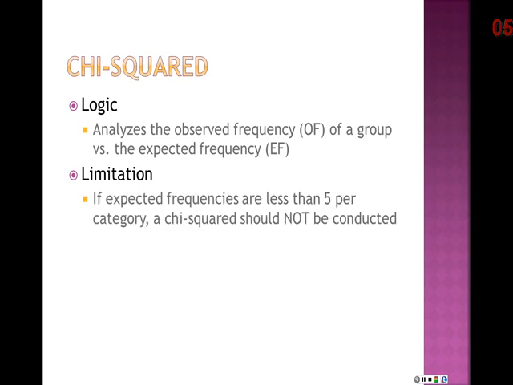The big limitation here is if the expected frequencies are less than 5 per category, a chi-squared should not be conducted. So this happens in a case when you have a small sample size, right, or a small n, and a lot of categories. If you have a lot of categories with regard to your sample size, then you are going to have frequencies that are less than 5 per category, and you shouldn't conduct a chi-squared analysis.